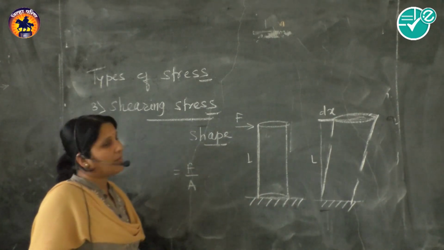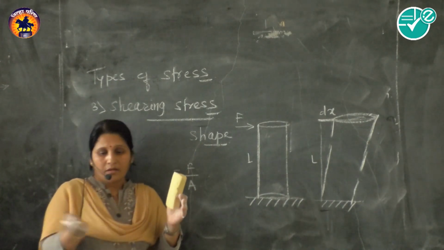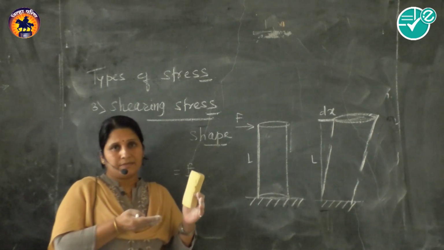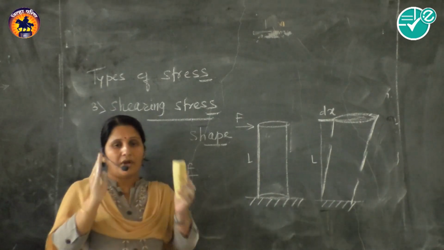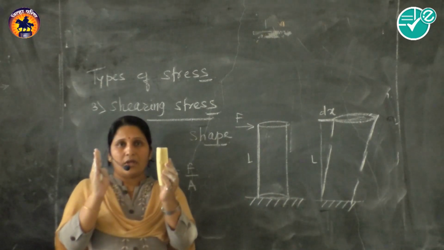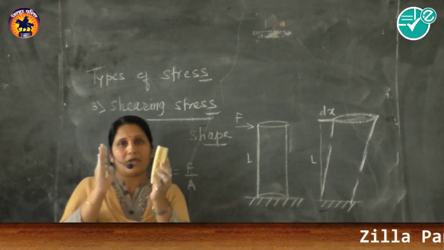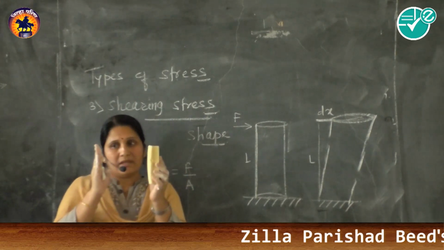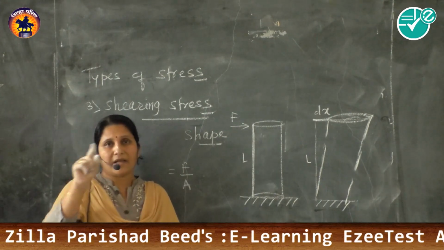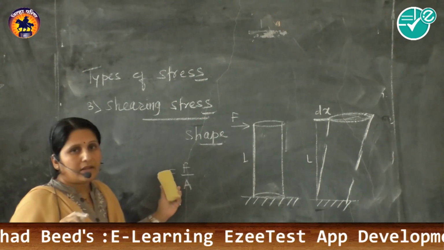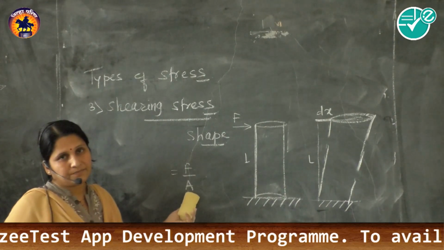We can take another example of a cube also. If we take one cube and the bottom of the cube is fixed, and if we apply tangential force to the top surface of the cube, what happens? We take one front face of the cube, and that front face of the cube becomes a parallelogram. Means there is lateral displacement of each layer in this case, because we are applying tangential force to the top, and in that case also we can say that F by A is shearing stress.